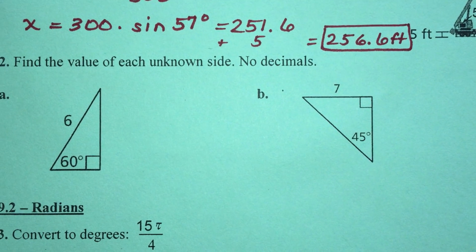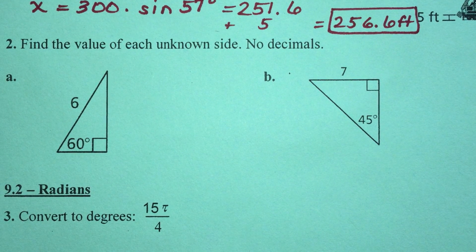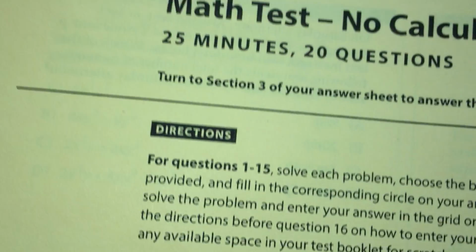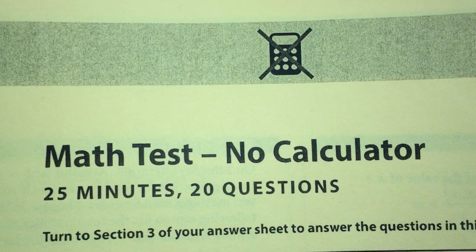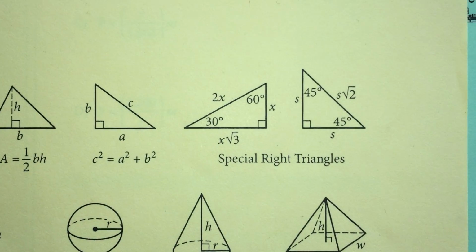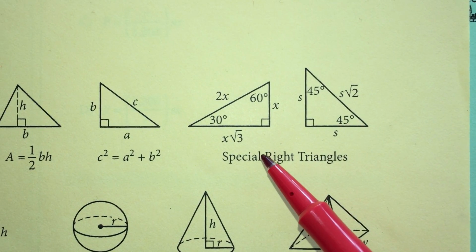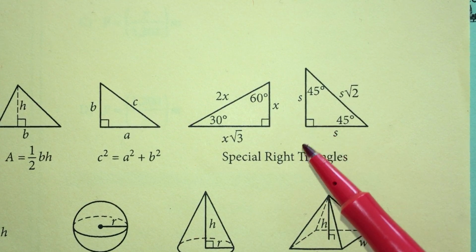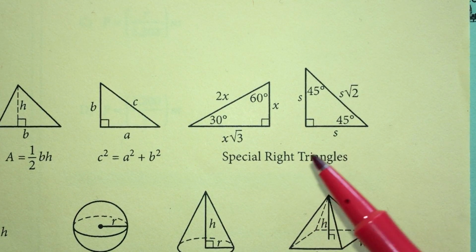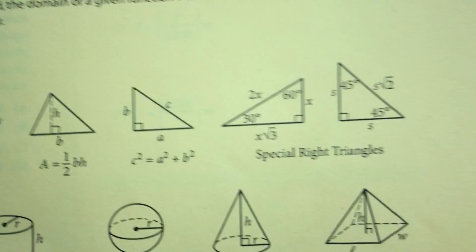Next, find the value of each unknown side, no decimals, so simplified radical form. This is talking about special right triangles. Here I have a practice test from the SAT, no calculator, and what they give you are some references for special right triangles. So we need to know these ratios. If you need to, just pause the video, write those down.